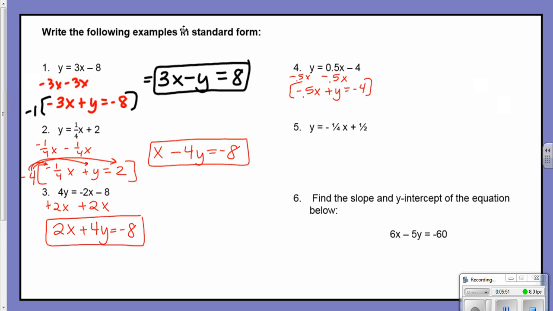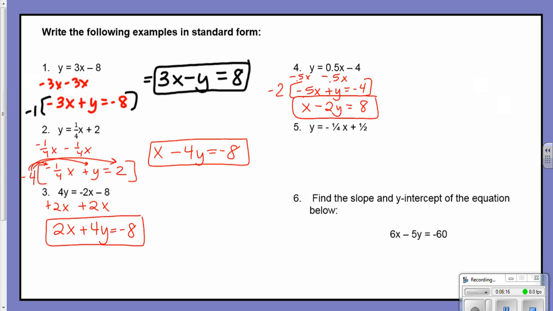And multiply both sides by a negative 1, but I can't have a decimal. So instead of just doing a negative 1, I'm going to multiply by a negative 2, because that's what will turn that 0.5 into a whole number. I knew that because 0.5 is 1/2 as a fraction, and the denominator of 1/2 is a 2. So this becomes positive x minus 2y equals positive 8.